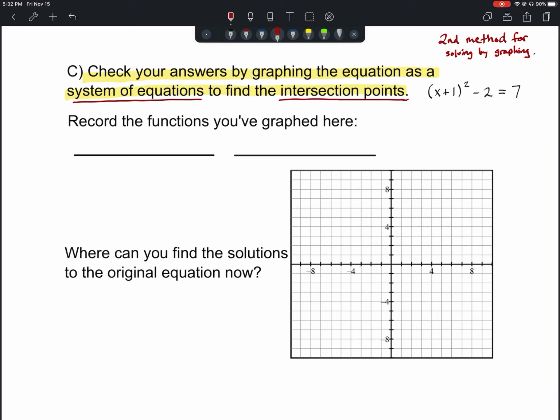For this one, we're going to do like we did in the first video of this section of notes. We're going to take the left side of our equation, and we're going to create a function from that. So I'm going to write down y is equal to the quantity of x plus 1 squared minus 2. So we have a parabola for that part. And then we're going to look at the right side and make a function out of it. That one's just y equals 7. So they're going to ask us to graph these.